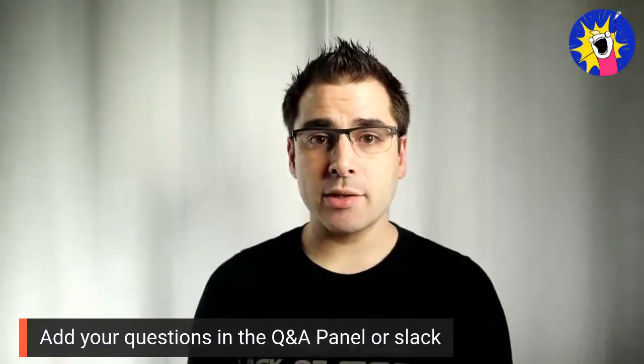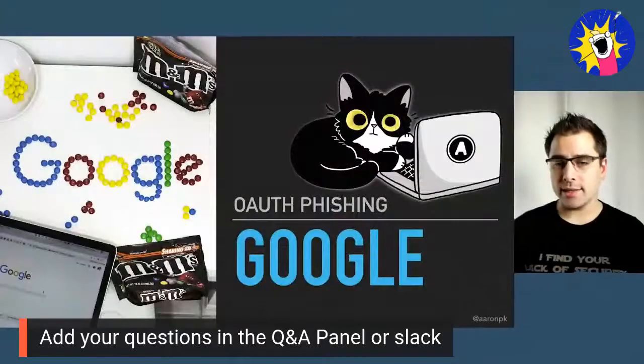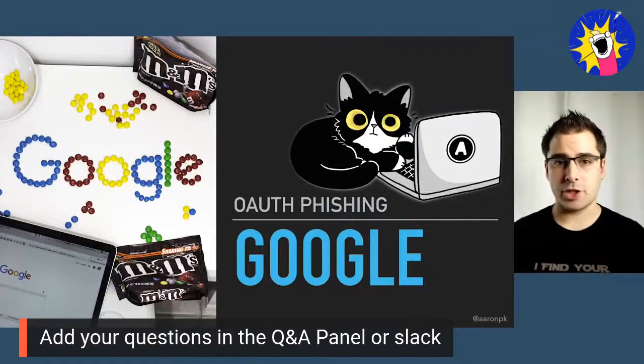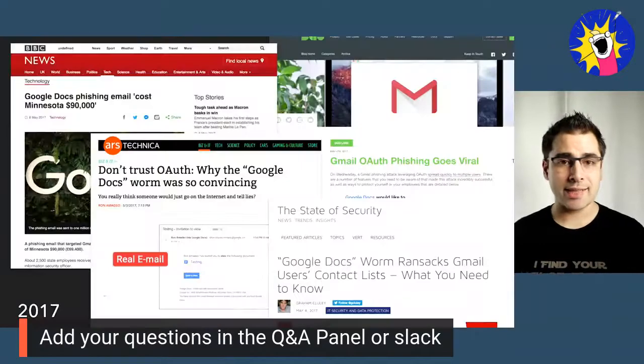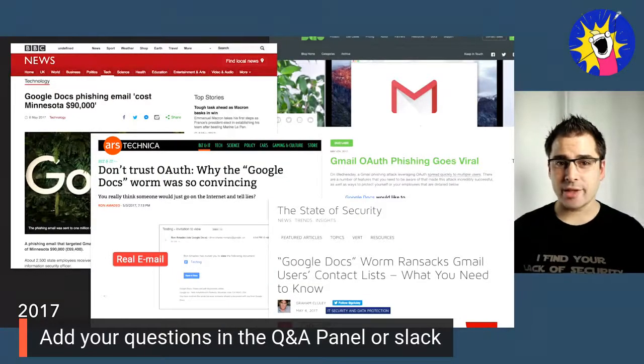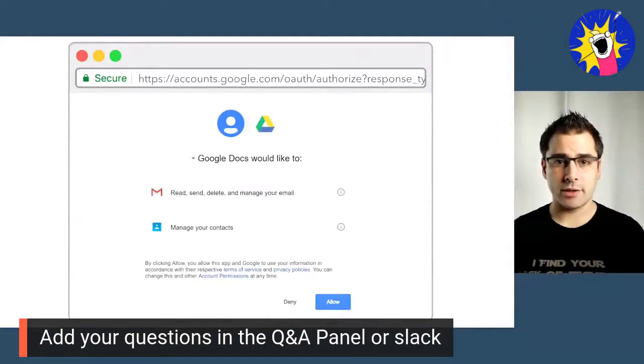All right, let's move on to one of the more subtle ones. This is what I like to call an OAuth phishing attack. So in 2017, there was this attack on Google's OAuth, which resulted in headlines like this. It had various names like an OAuth worm or a phishing attack, but let's take a look at how it worked. First of all, do you see anything wrong with this picture? I'll give you a second to look closely.